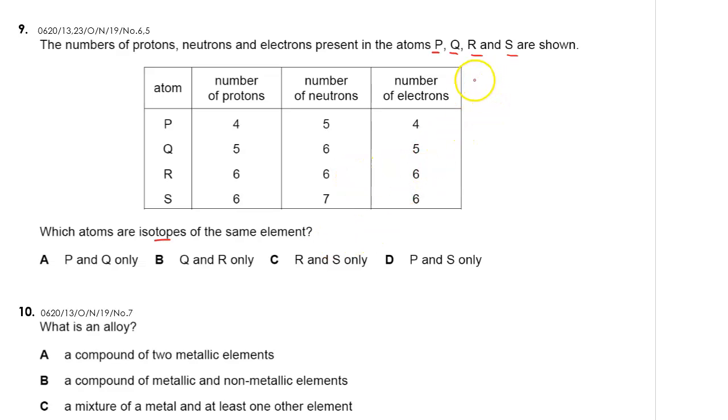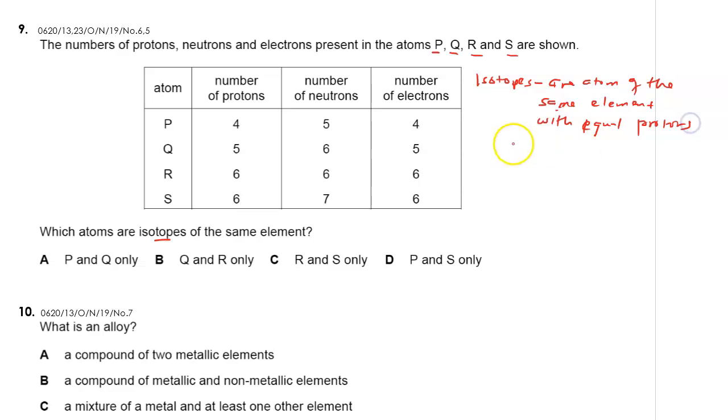you should know what is an isotope. An isotope, or isotopes, are atoms of the same element, and therefore they have equal protons and a different number of neutrons.